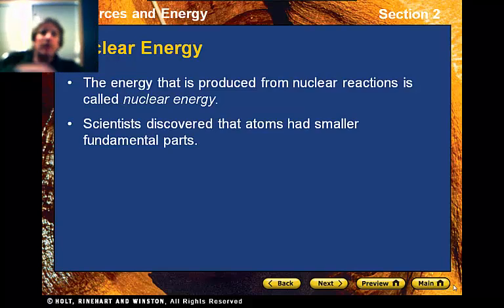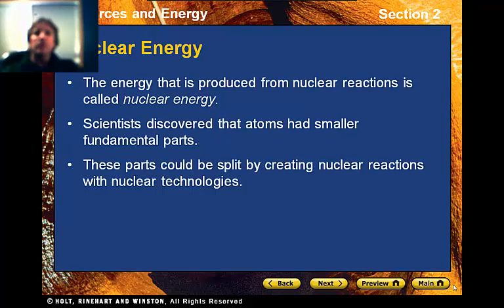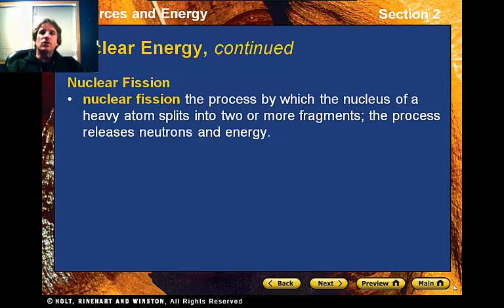In this case, we're not going to use oil. We're going to use a nuclear reaction. Scientists discovered the atoms had smaller fundamental parts. We could split those, and you get a nuclear reaction when you split them. And so nuclear fission is a process where we actually split those atoms.